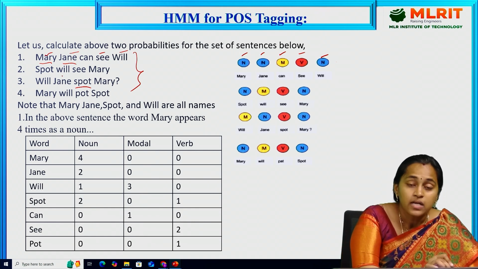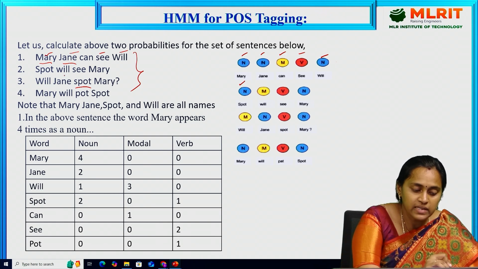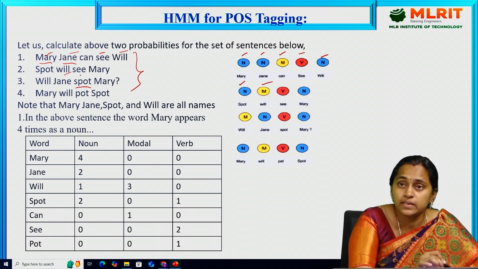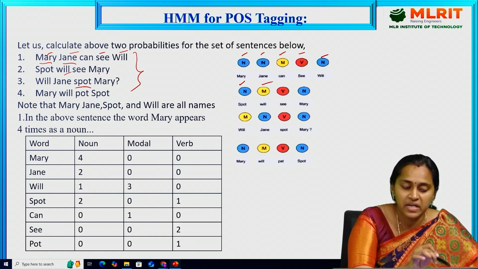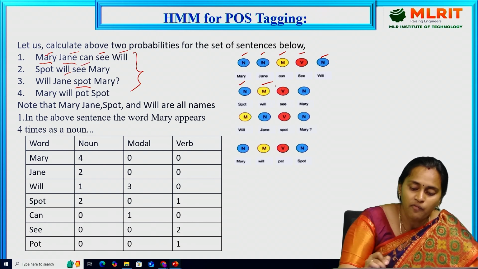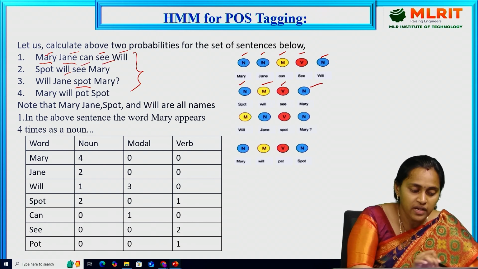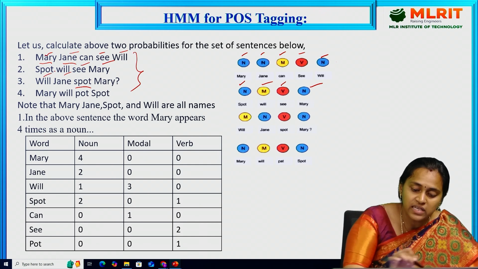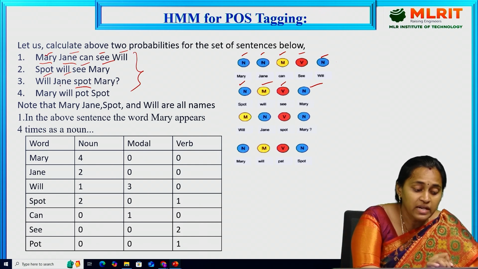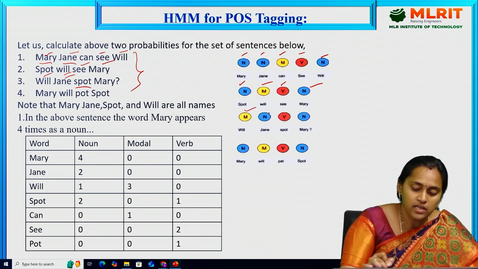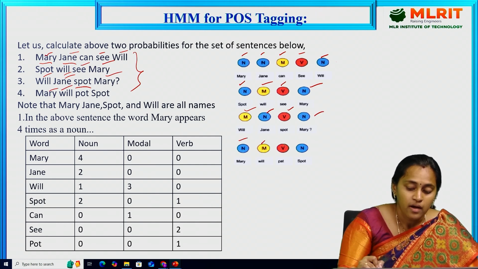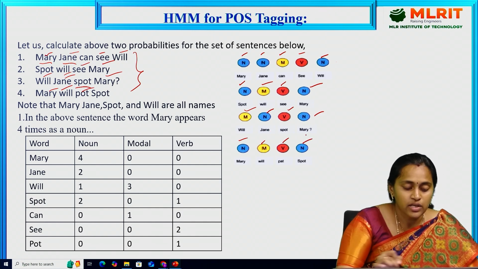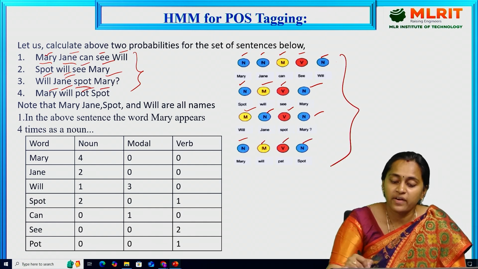And next, spot is the noun and will is the modal. Here will is not the noun, right? According to the sentence, will see Mary, will is here the modal, right? See is the verb and Mary is the noun. After that, will John spot Mary, right? Sorry, will is the modal and John is the noun. Spot is the verb and Mary is the noun. Mary is the noun, will is the modal, spot is the verb and Mary is the noun. According to the sentences, we are dividing the structure, right?